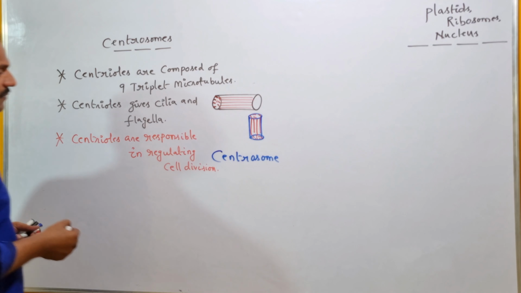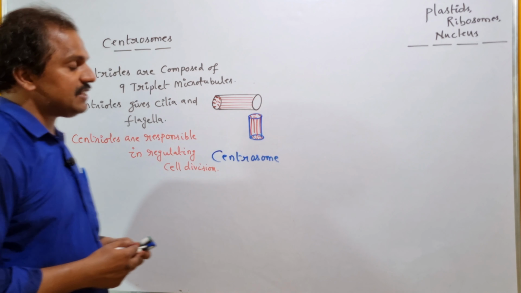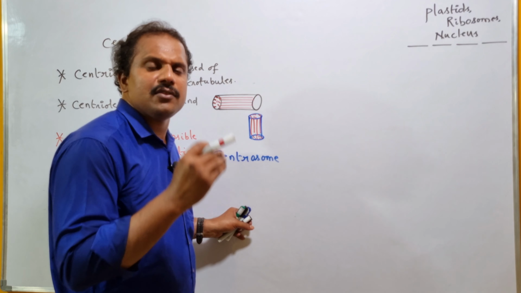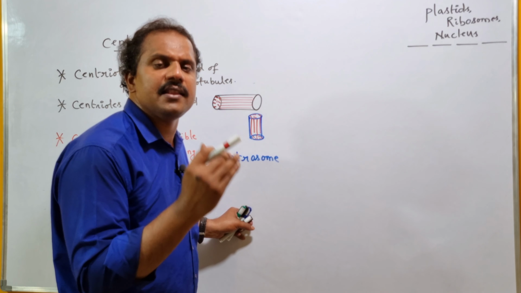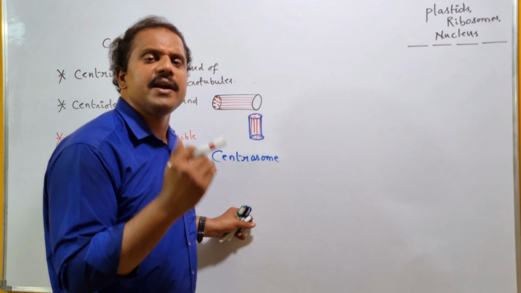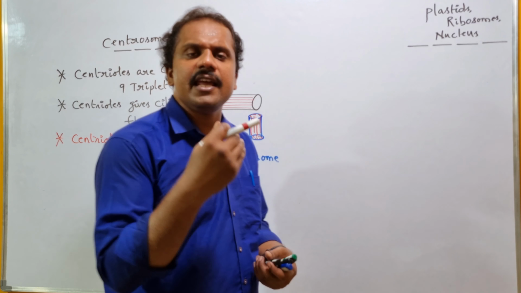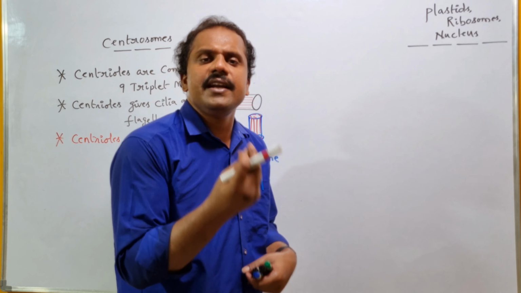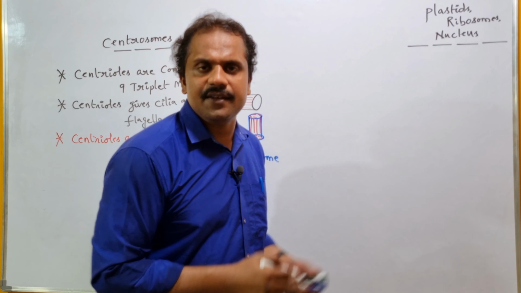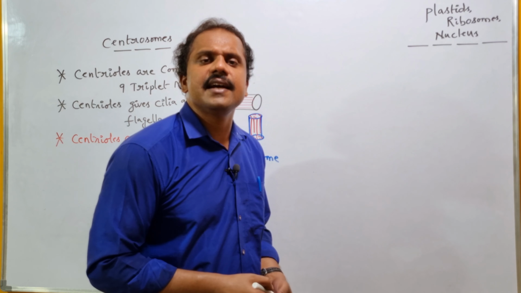The centrosome is a subcellular organelle which is present only in animal cells. Though plant and animal cells both come under the eukaryotic cell organization, the animal cell remains distinct from the plant cell in one aspect: the presence of the centrosome. The centrosome is present only in animal cells and is absent in plant cells. It plays an important role in regulating cell division. So this is regarding the centrosome.